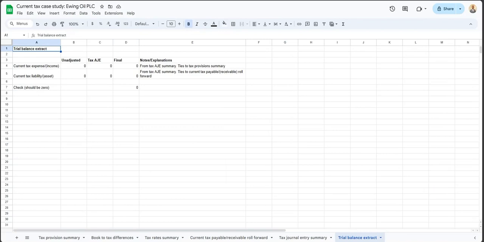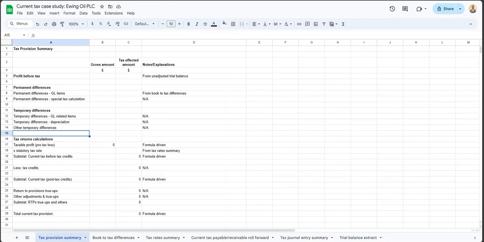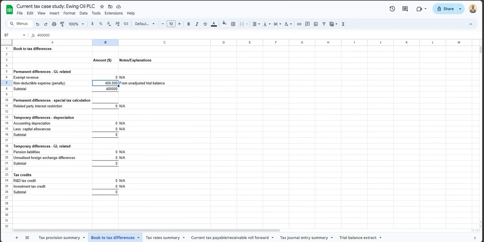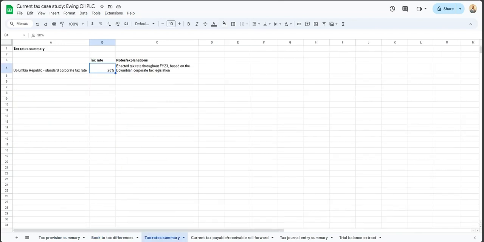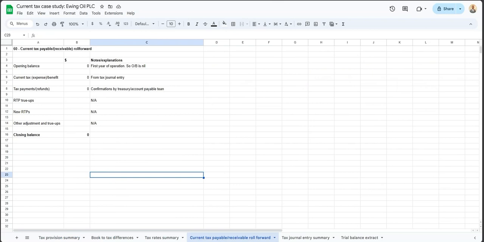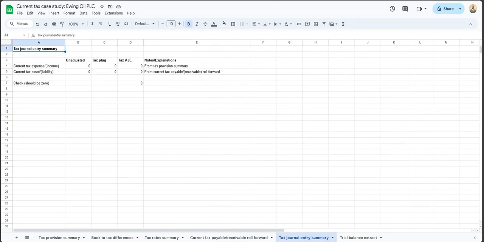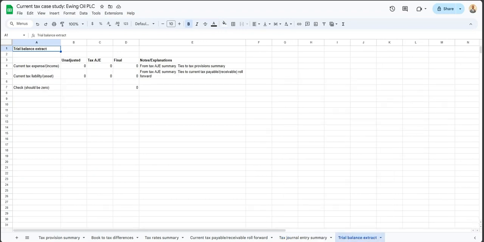What you see on my screen now is a spreadsheet that displays the key working papers that you will need to do your tax provision. So you're going to have a tax provision summary, a book to tax differences working paper, the tax rate summary, the current tax roll forward, then the tax journal entry summary. And this isn't really a working paper, it's like an extract of the trial balance.